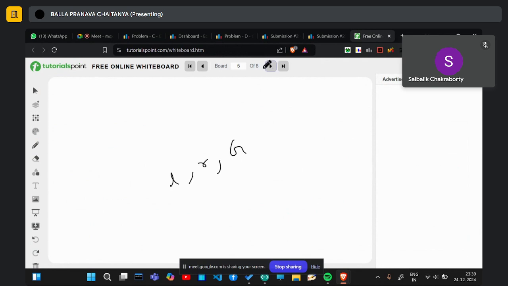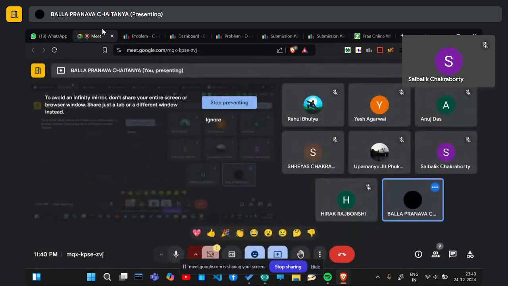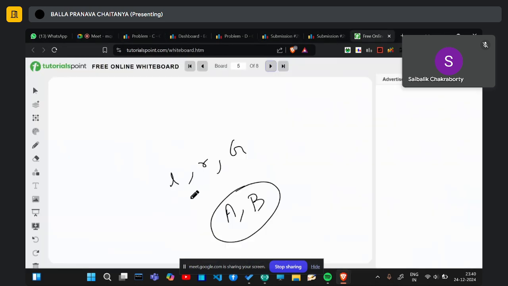So obviously if the elements A and B have a GCD of G, they both must be divisible by G. Is this point clear? Both the numbers must be divisible by G. So the A element will be A1 into G and the B element will be B1 into G, some coefficient.